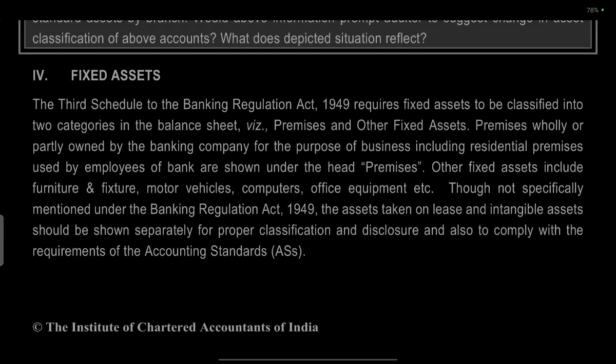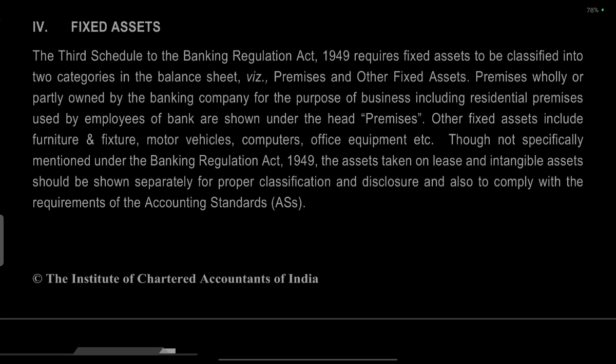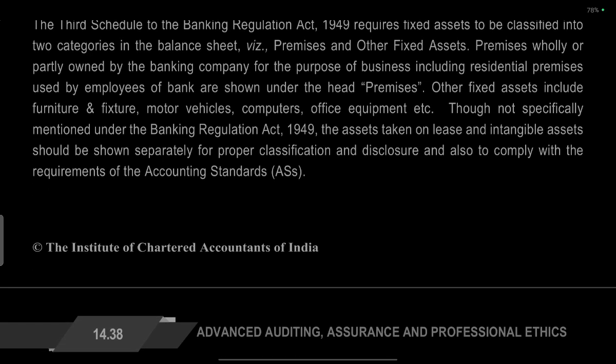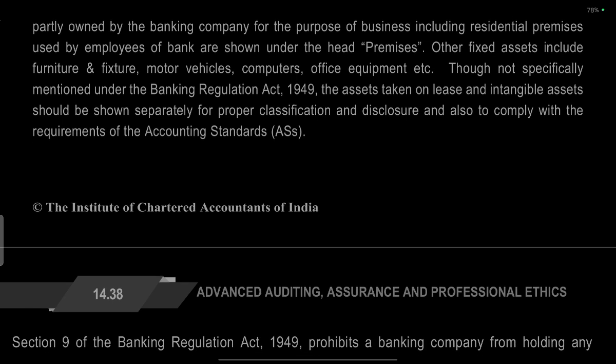Fixed assets. The Third Schedule of the Banking Regulation Act 1949 requires fixed assets to be classified into two categories in the balance sheet, that is, premises and other fixed assets. Premises are wholly or partially owned by the banking company for the purpose of business, including premises used by employees of the bank. Other fixed assets include furniture, fittings, motor vehicles, computers, office equipment, etc. Assets taken on lease and intangible assets would be shown separately for proper classification and disclosure, and also to comply with the requirements.